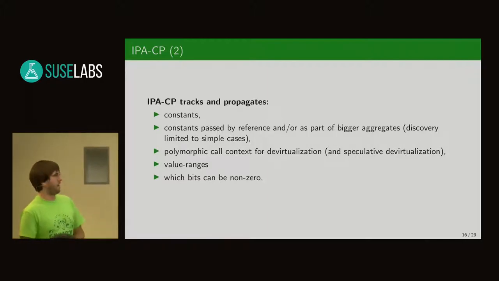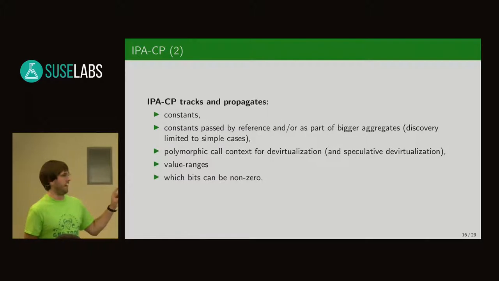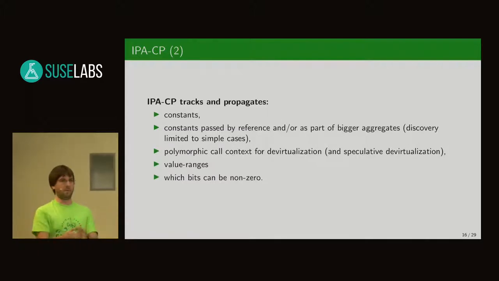We also propagate other things like value ranges, which means, you know, this variable has values from 0 to 64. Or the most useful value range is a negative one: this pointer is not null. That's really, really super useful and the most common. And which bits can be non-zero.